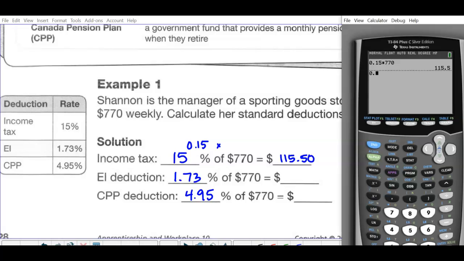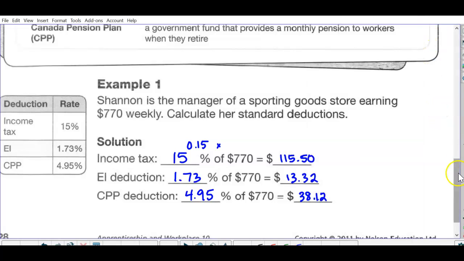So that's going to be 0.0173 times 770, and then round to the nearest cent. And then 4.95% would be 0.0495 times 770, which is $38.12 in this case. That 5 makes the 1 go up to a 2. So those are her standard deductions.